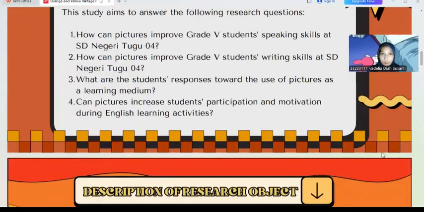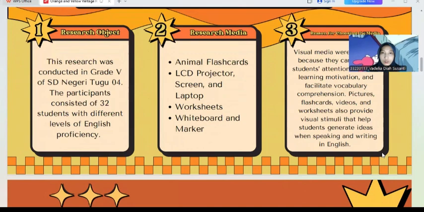Thank you. Next, I would like to explain the research question of this study. This research focuses on four main questions. The first question is how pictures can improve student speaking skill. The second question, how pictures can improve student writing skill. Third is how students respond to the use of pictures as a learning medium. And the last is whether pictures can increase student participation and motivation during English learning activity.